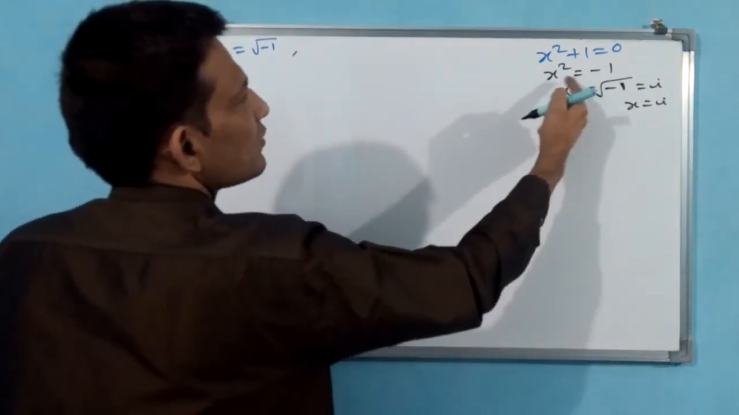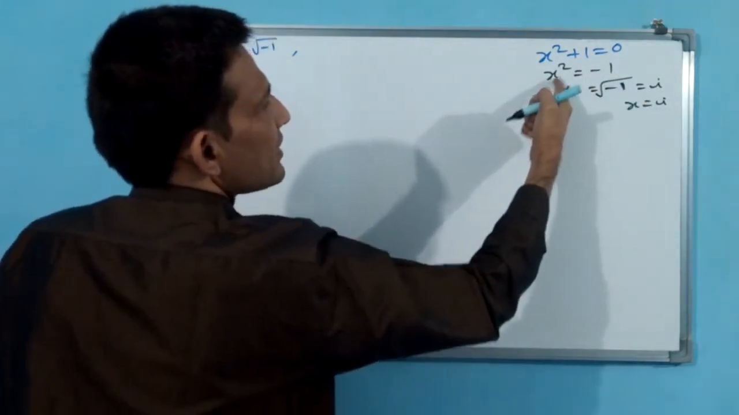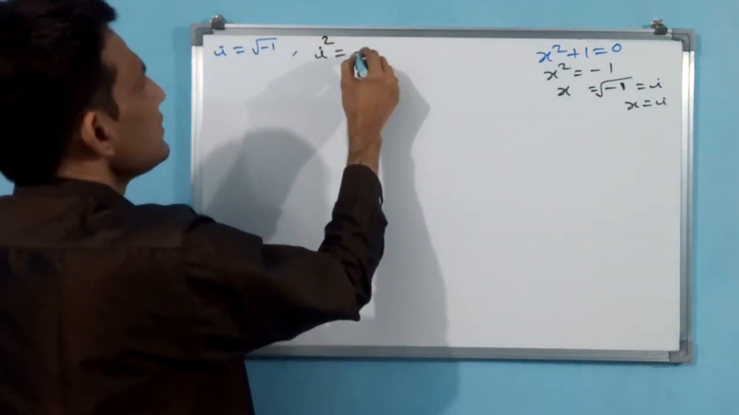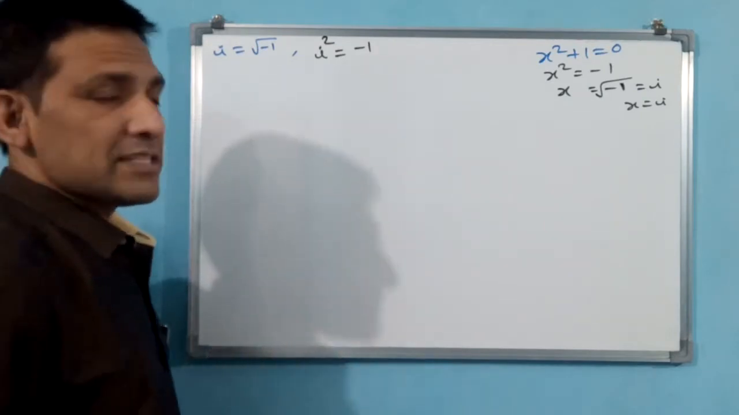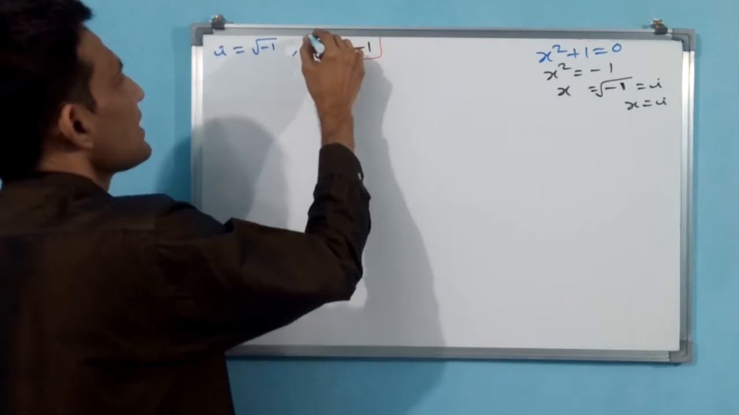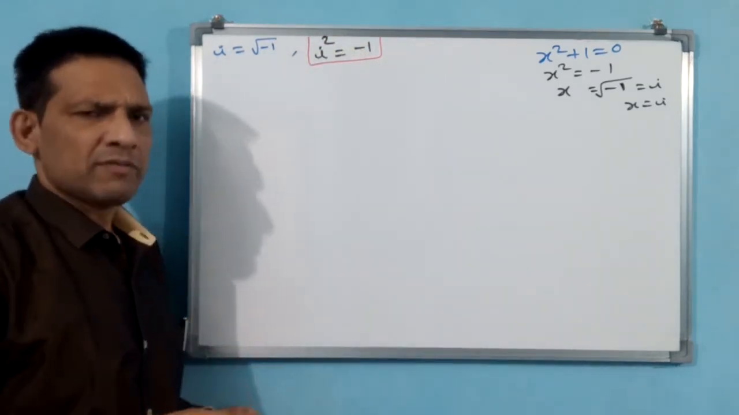Now, rather than x square, I can write i square. Why? Because see, x is equal to i means x square means i square. That's all. i square is equal to minus 1. This you take as base. i square is equal to minus 1. Why am I telling this? Afterwards, we will go for further powers of i, exponents of i, powers of i.